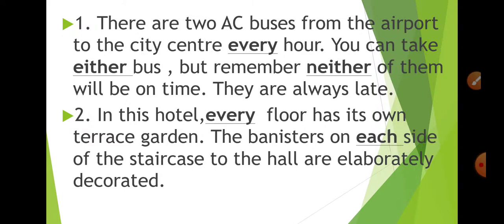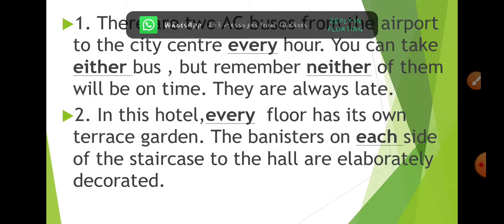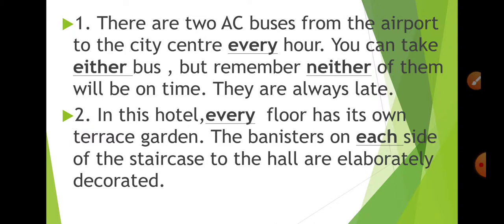There are 2 AC buses from the airport to the city center every hour. They are talking about hour. So, which is the correct distributive determiner here? It is every hour. You can take either bus, but remember neither of them will be on time. So in the first they are saying you can take either, meaning any of the buses, but remember neither of them will be on time. That means both will not be on time. They are always late. Students, just read the sentence carefully, then you can answer it correctly.